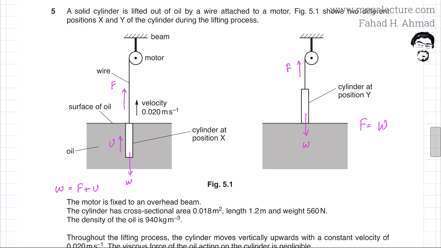The condition is that the forces must be in equilibrium, which means that there should be no overall acceleration. If there is overall acceleration, that means there's going to be a net resultant force. So over here, the velocity is given as constant, and over here, I think the velocity is also given as constant. Let's read the question further and figure that out.